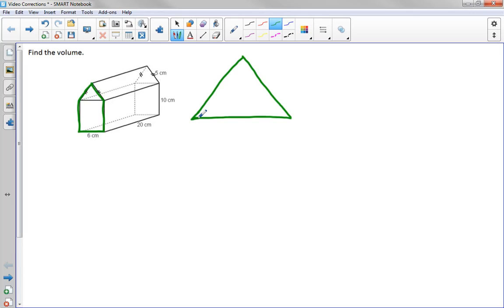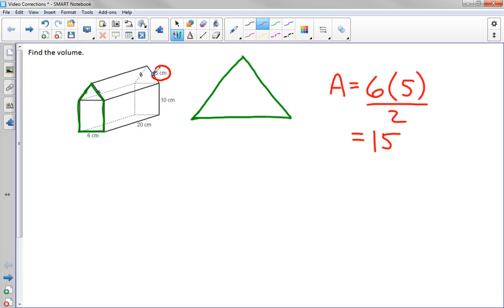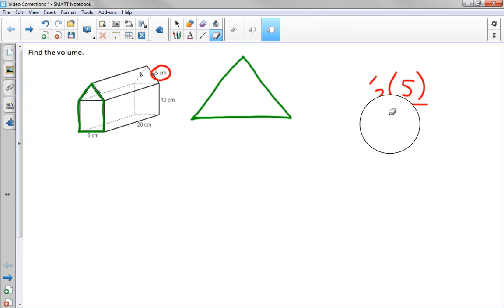I used the formula for the area of a triangle, and I said that the area was the base, which is 6, times the height, and then divided by 2. Of course, if you do that, you get 15. But the reason that this is the incorrect answer is that the number 5 shown in the diagram is not the height of the triangle. The number 5 in the diagram is the slanted edge. So I'm going to have to do some work to find the height. So I'll erase my incorrect work over here, and then we'll see if we can do this.